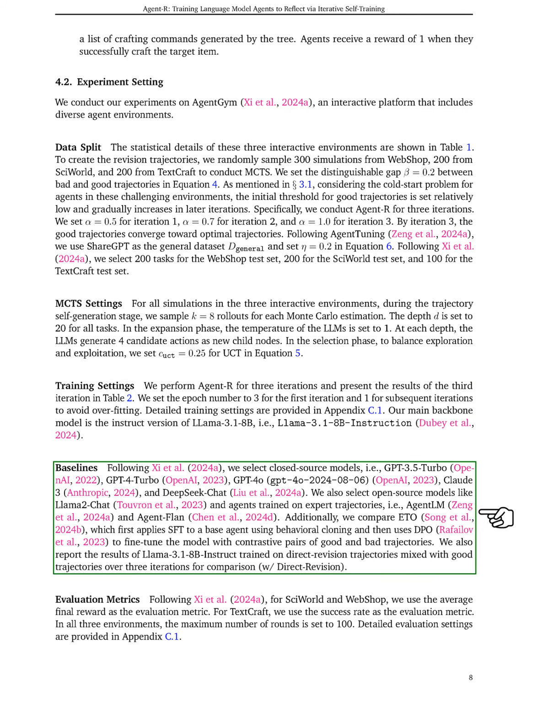In terms of baselines, we include closed-source models like GPT-3.5 Turbo and GPT-4o, as well as open-source models like Llama 2 Chat and agents trained on expert trajectories, such as AgentLM and AgentFLAN. We also compare our method with ETO, which first applies supervised fine-tuning to a base agent and then fine-tunes it with pairs of good and bad trajectories. Additionally, we report results for Llama-3.1-8B Instruct trained on a mix of direct revision and good trajectories.